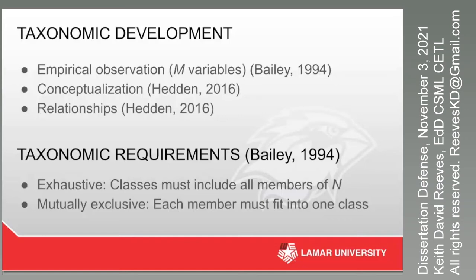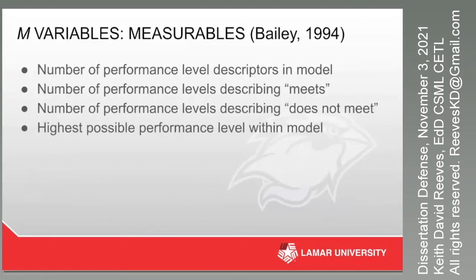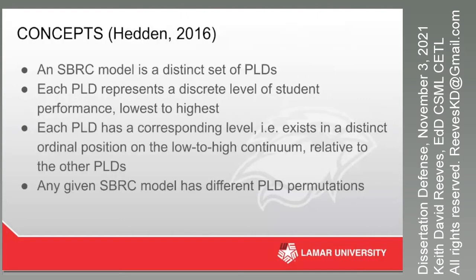Bailey specified 2 absolute must-haves for any good taxonomy. It must be exhaustive in that every potential subject must have a class, and every subject must fit into one and only one class, making it mutually exclusive. This taxonomy, as I'll show you, accomplishes both of those things. So, following Bailey, I identified 4 M variables: the total number of PLDs, the number of PLDs describing meeting the standard, the number of PLDs describing does not meet the standard, and the highest possible PLD within the model.